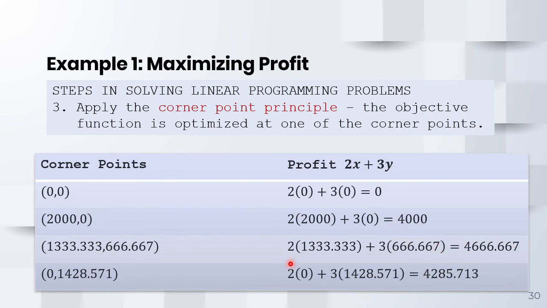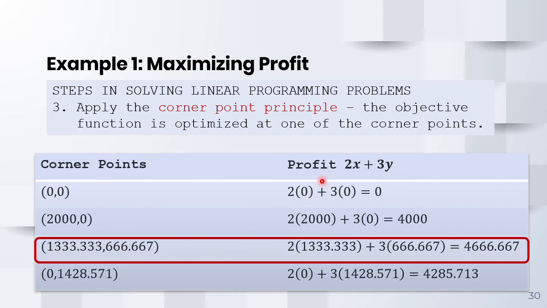Now, which among the corner points maximizes the profit? Okay, observe that among the points, the third one maximizes the profit. So this serves as the solution to the linear programming model. Take note that X represents the number of dolls and Y represents the number of toy cars.